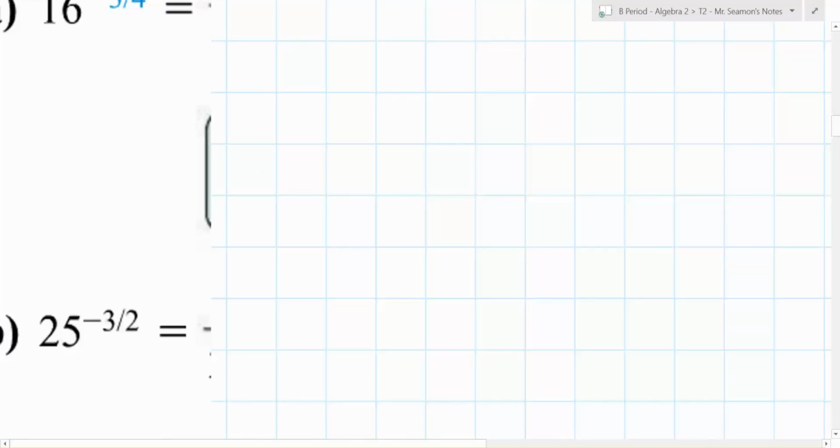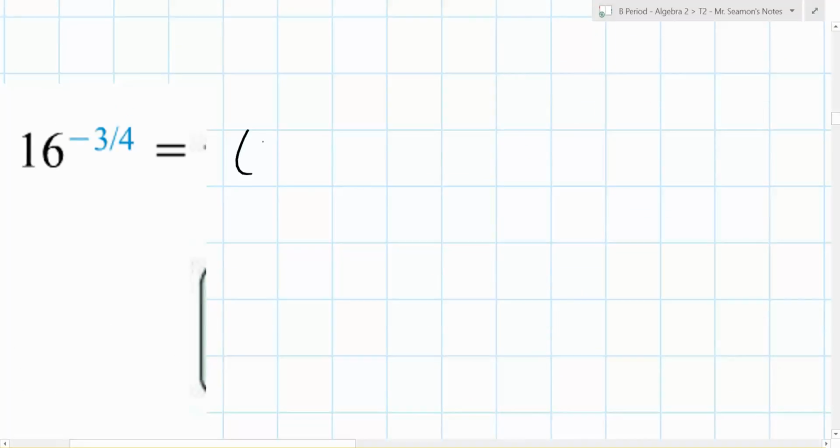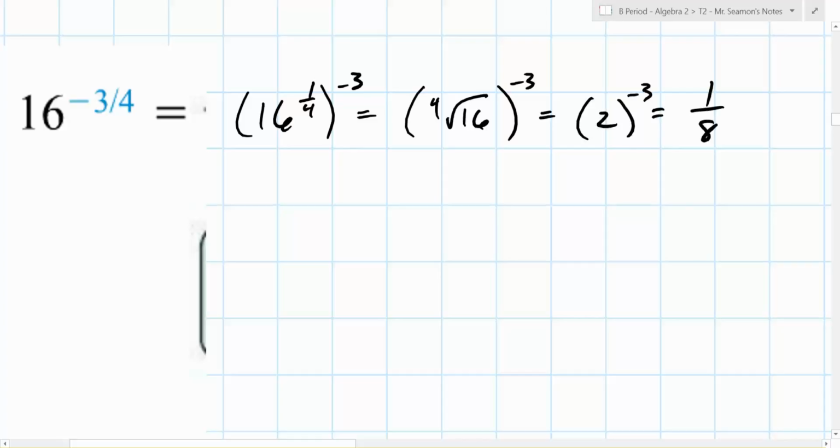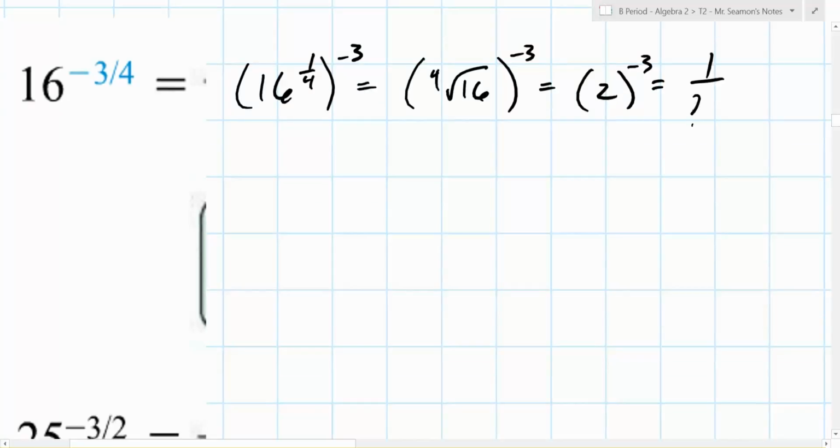The path that I would recommend you take is do 16 to the 1/4, to the -3. Go smaller. What's the fourth root of 16? So that means the fourth root of 16, to the -3. 2 to the -3 is 1 over 2 to the third. I'll do one more step in there. 1 over 2 to the third, which is? 8. 1 over 8, yep.